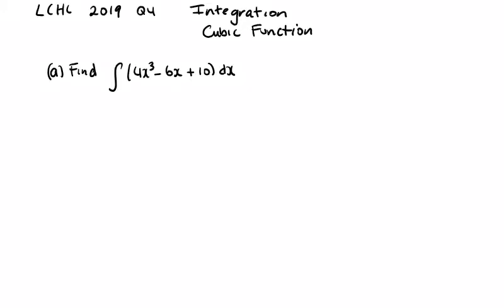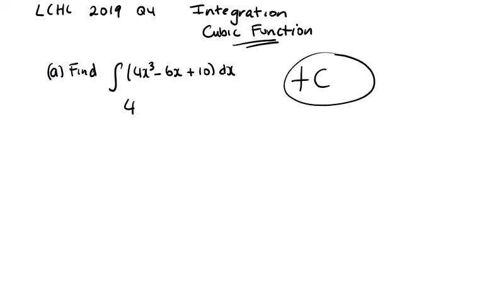The Leaving Cert Higher Level 2019 question 4 was an integration and cubic function question, with the cubic function having some integration involved too. So find the integral of 4x cubed minus 6x plus 10. Now this question was worth 5 marks and you lost 2 out of 5, 40% if you didn't write plus c. So don't leave out the c.